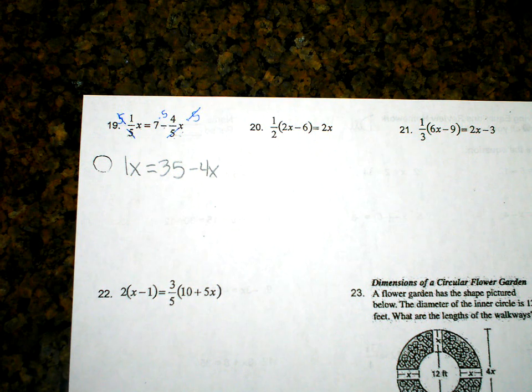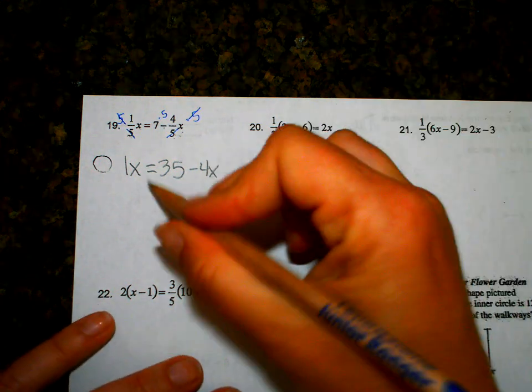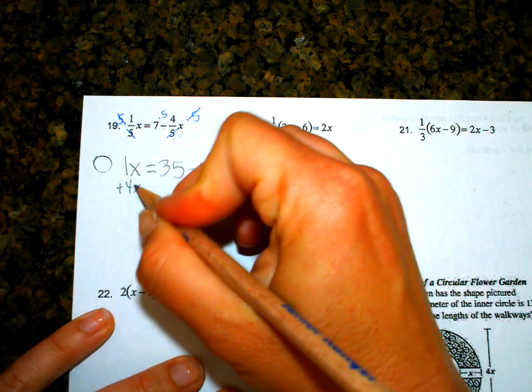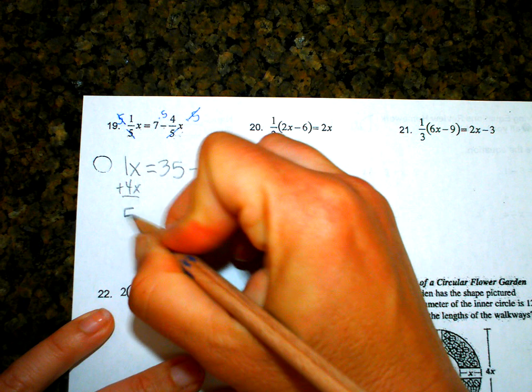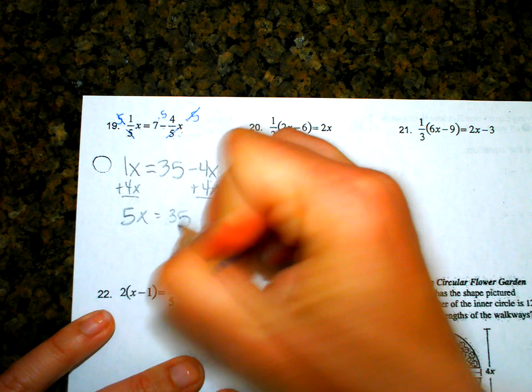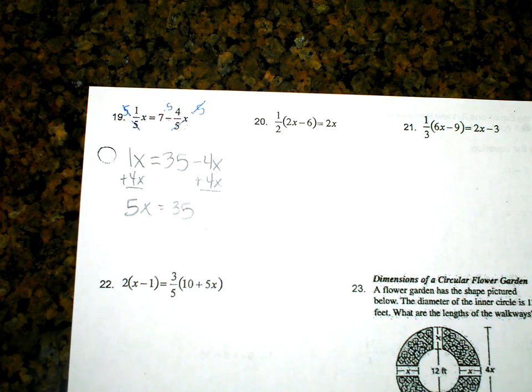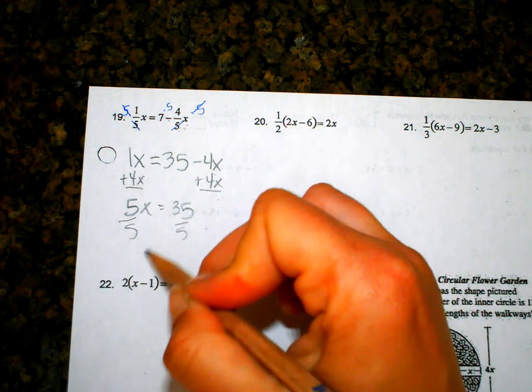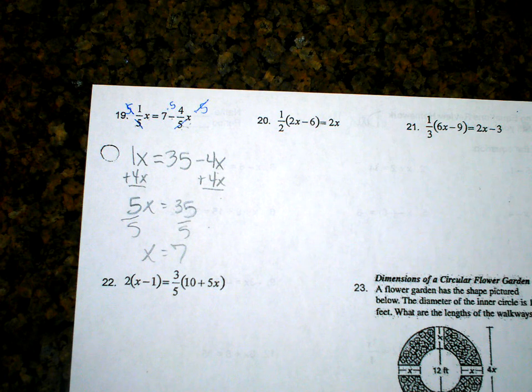Good. Then get the x's together. 5x equals 35. Wonderful. Divide by 5, both sides. Okay.